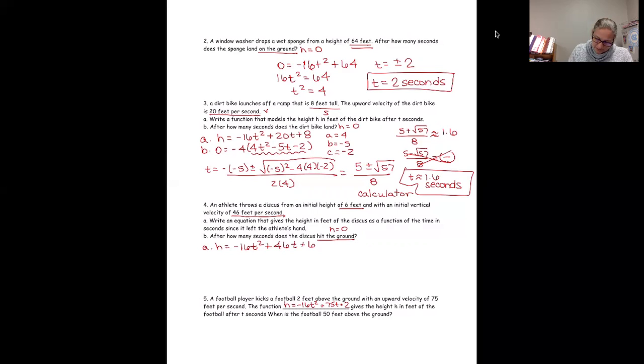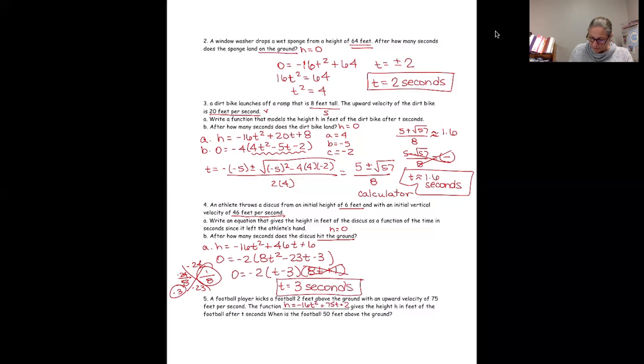I'm going to factor out a negative 2 here. And I'm going to use the x method and factor 8 times negative 3 in your middle and divide by the number in front of t squared. So negative 24 and 1 give you negative 23, and this one simplifies to be negative 3. So 0 equals negative 2 times t minus 3 times 8t plus 1. This is going to give us a negative value. So t is equal to 3 seconds. Again, don't forget that unit of measure.